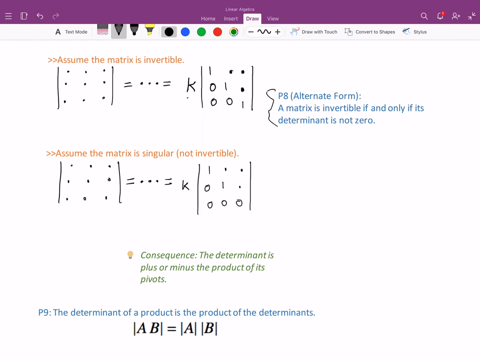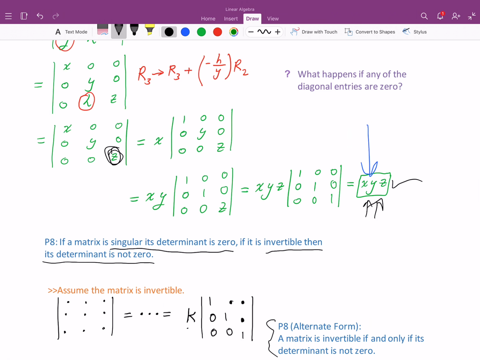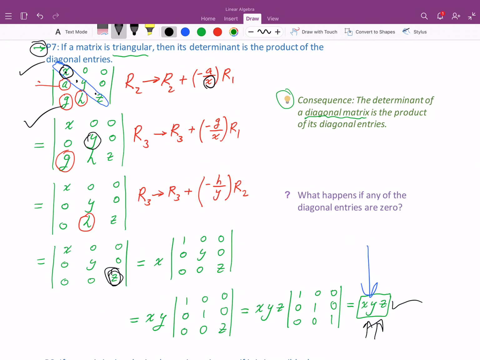Now, another way to say this property is just to say that a matrix is invertible if and only if its determinant is not 0. So it kind of goes both ways. Now here we have a simple consequence of this, that the determinant is plus or minus the product of its pivots. Okay, so let's go back up here to a calculation we did earlier, and let me remind you what pivots are. The pivots are the numbers you use to build a multiplier. So here, this is the multiplier we needed from row 1 to eliminate a. And the pivot in this case is x.